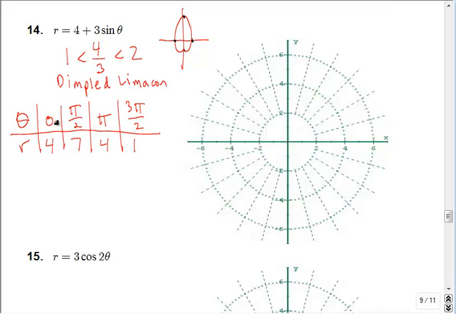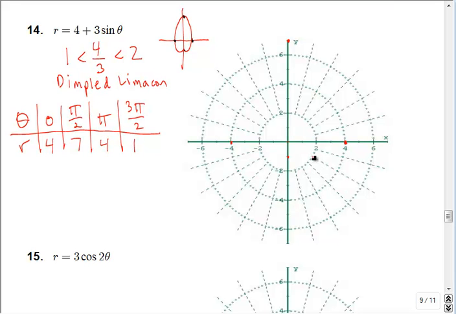So if we start at (0, 4), remember 0 is your angle. An angle of 0 degrees would be along this positive x-axis, and I want to go out to 4 and put a dot. Then at pi over 2, which is 90 degrees up the y-axis, I want to go to 7, which would be right about here. And then at pi, which would be over here on the negative x-axis, I want to go out to 4. And then at 3 pi over 2, I want to go to 1, which would be right about here.